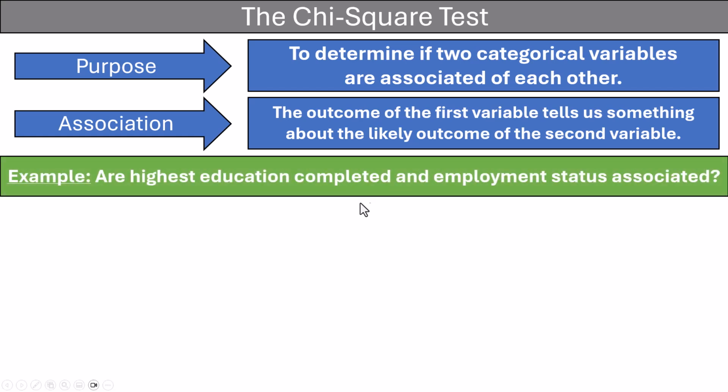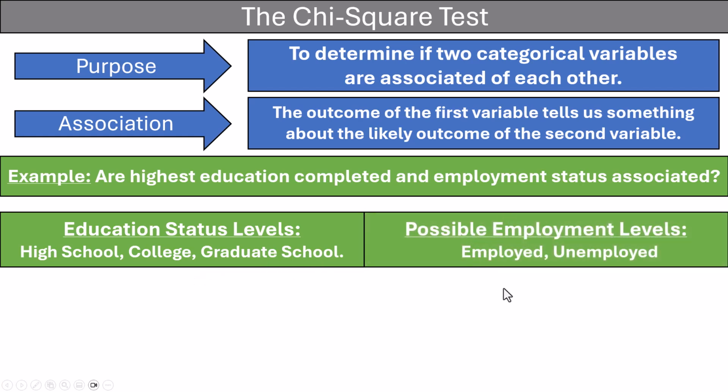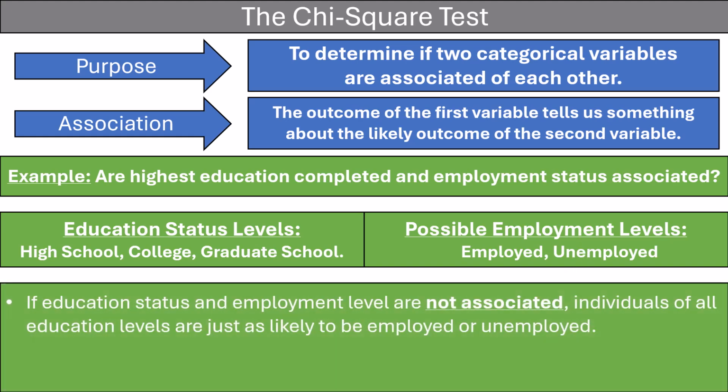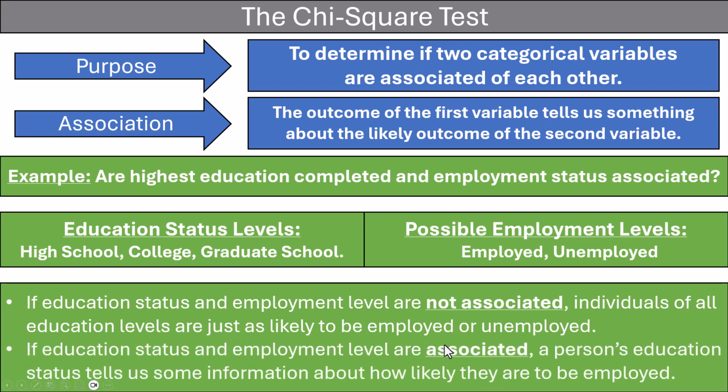Are highest education completed and employment status associated? We will consider the education levels as either completed high school, completed college, meaning like a 4-year degree, or completed graduate school. And for employment, we will consider people who are either employed or unemployed. If education status and employment level are not associated, individuals of all education levels are just as likely to be employed or unemployed. If education status and employment level are associated, then a person's education status tells us some information about how likely they are to be employed.